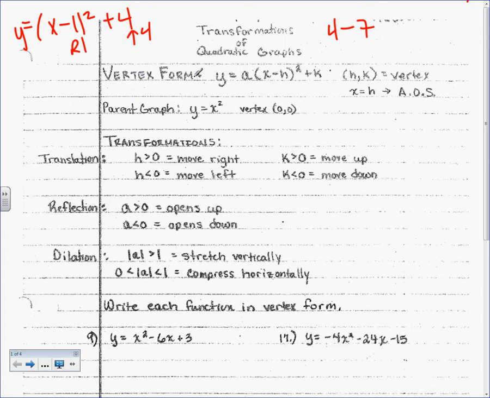So, vertex form, y equals a times x minus h squared plus k, where h comma k is your vertex. X equals h is your axis of symmetry. If you've forgotten, our parent graph of y equals x squared looks like this, and that's the one that we're moving every time. All of this is super fancy. It's super mathy. So what we did before today was we had y equals negative a times x minus h squared plus k. What's the k do?